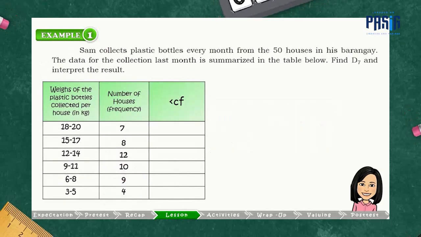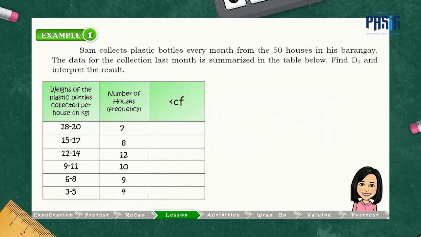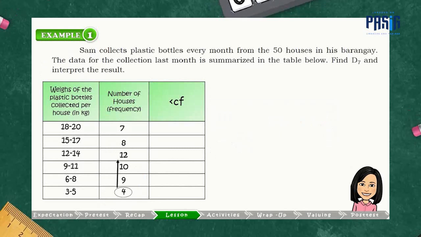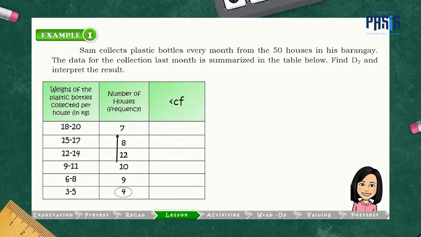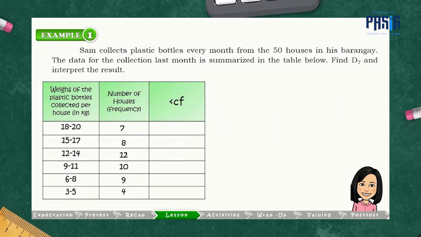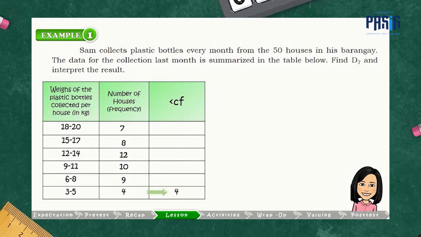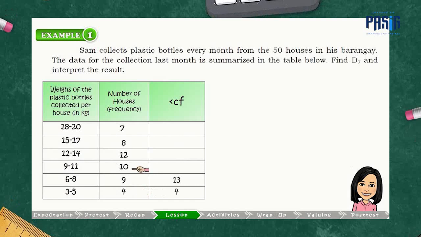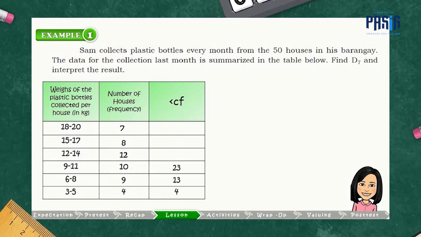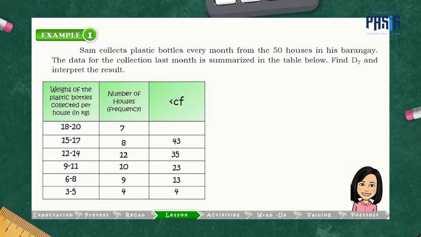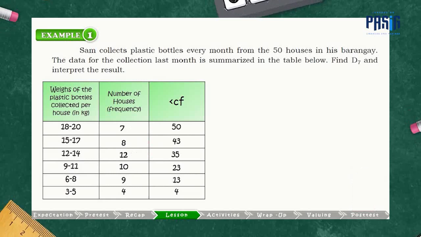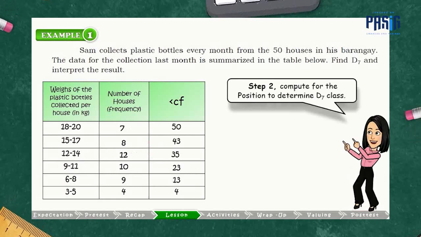In getting the cumulative frequency, all you need to do is to add the frequencies from the nearest class interval to the greatest class interval. So just copy 4, and then 4 added to 9 is 13. 13 plus 10 is 23, and so on until we verify that there are 50 houses in the barangay. After completing the table, let's have step 2.